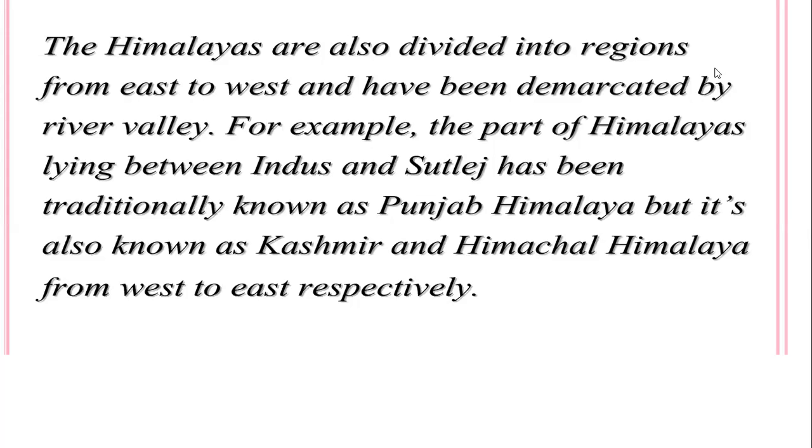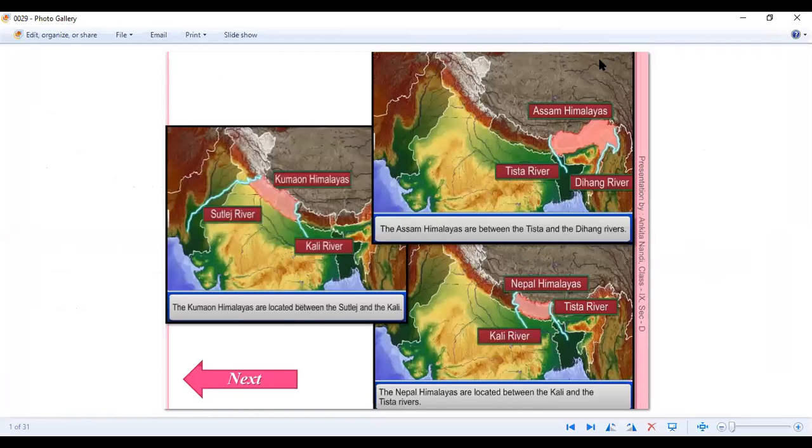So basically, the Punjab Himalaya that I told you all about. It is the western section of Himalayas and it lies between River Indus and River Satluj. The second one is the Kumaon Himalayas that lies between the Satluj River and the Kali River. This section covers all of Uttaranchal and the sources of Ganga and Yamuna are located in this particular section.